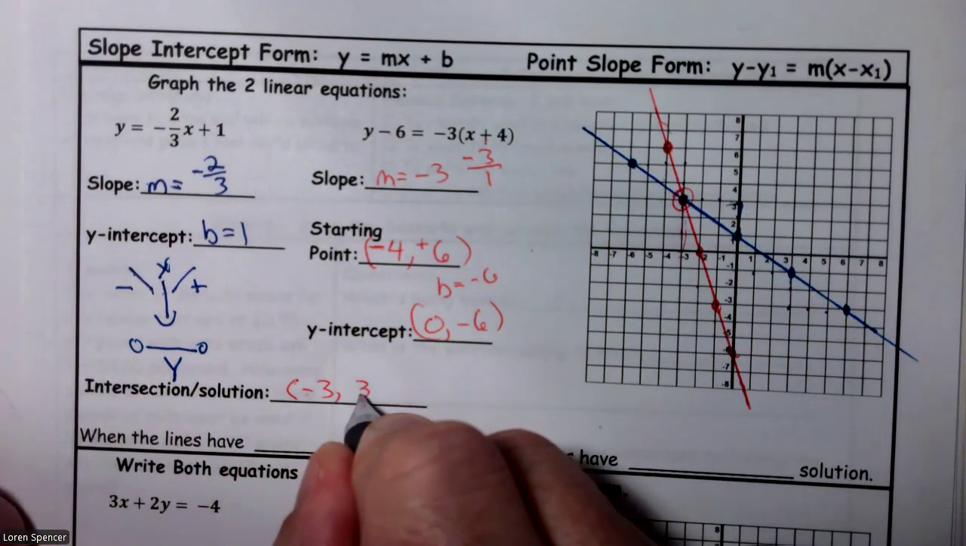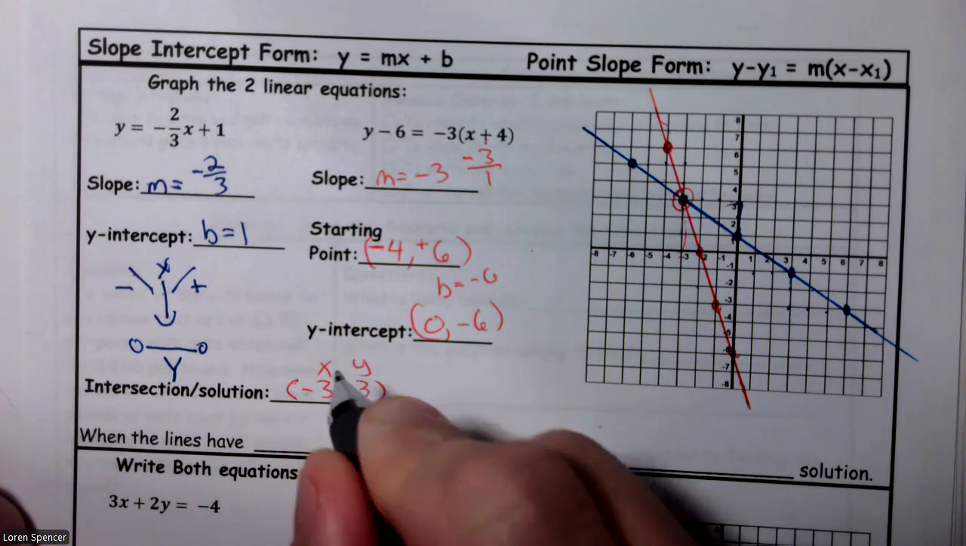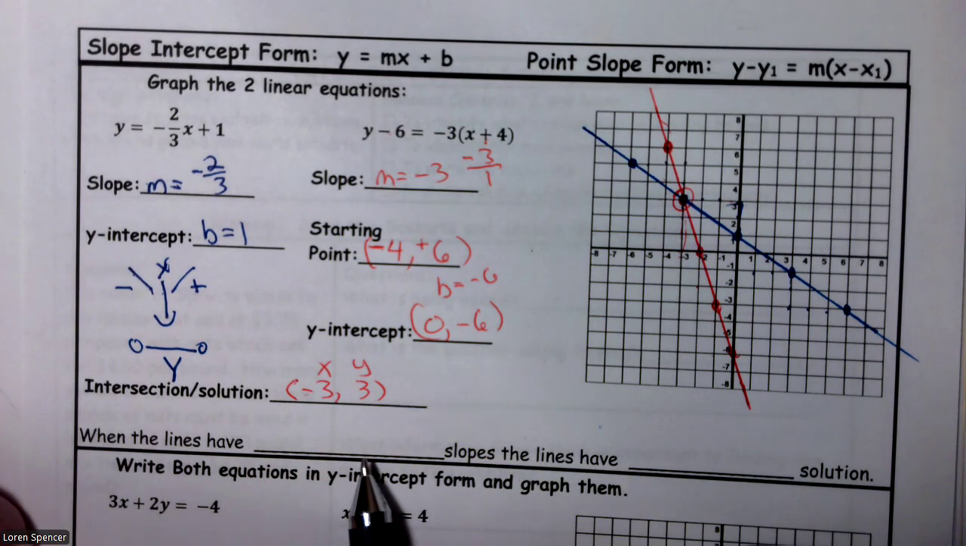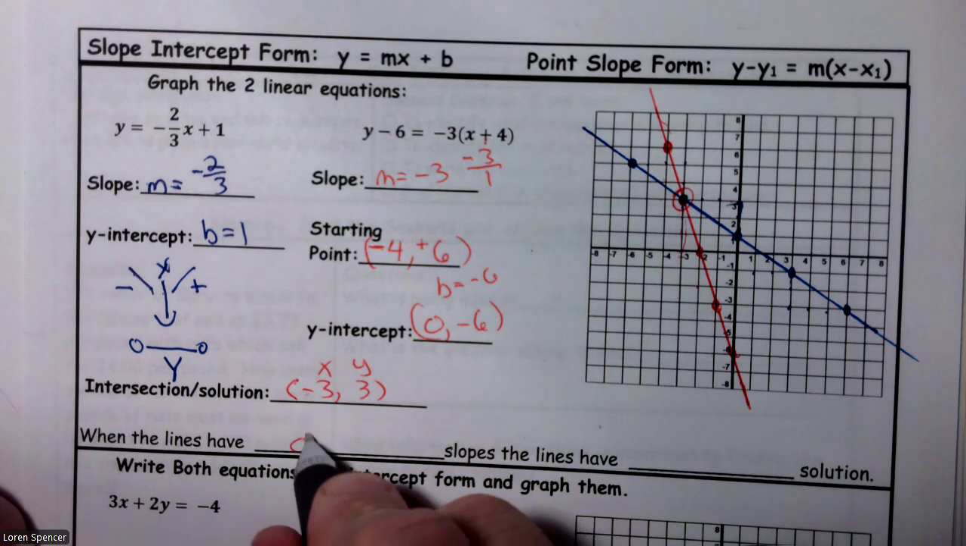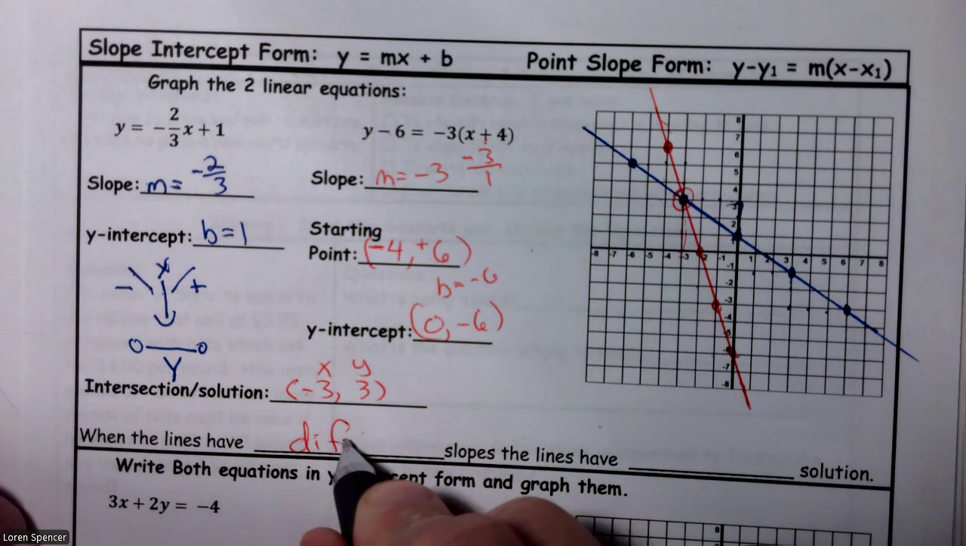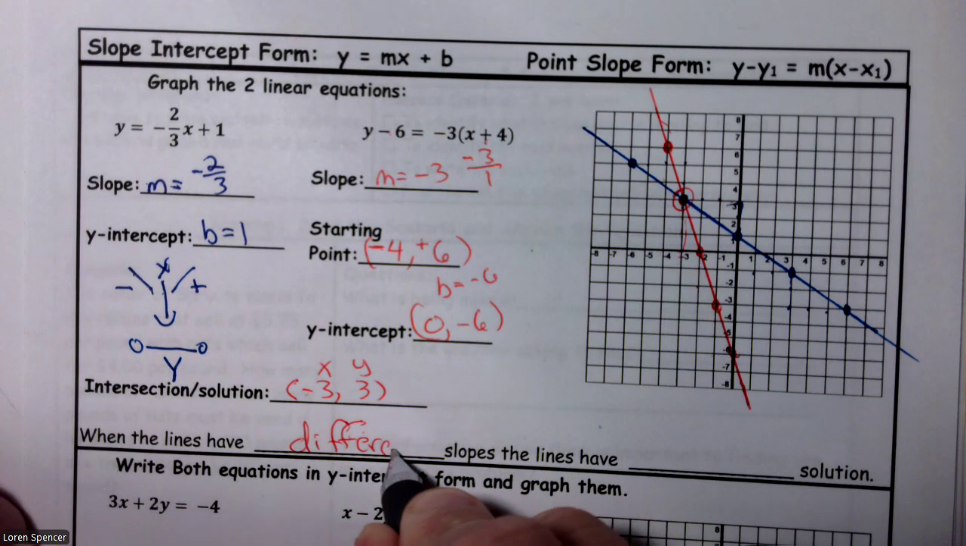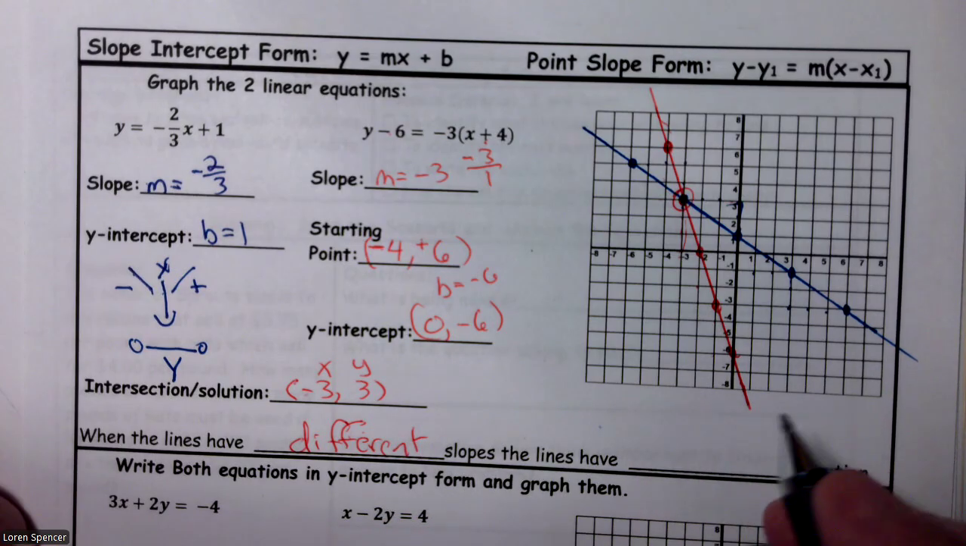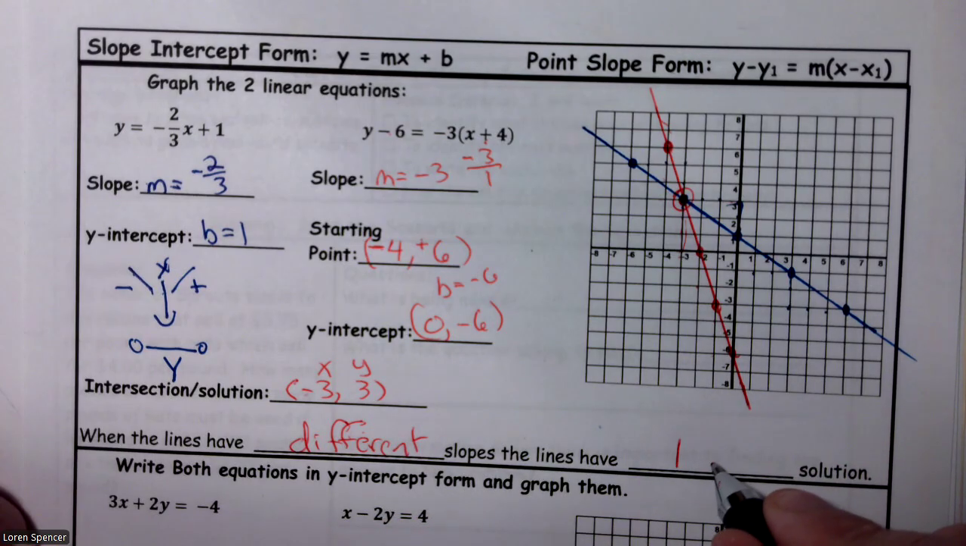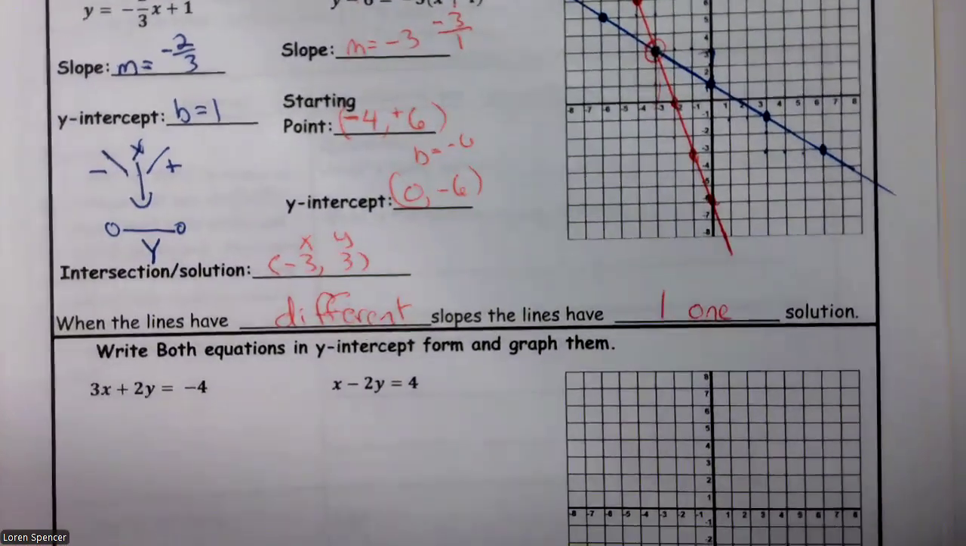Please remember, alphabet X always comes before Y. And when the lines have different slopes, the lines have one solution. Okay.